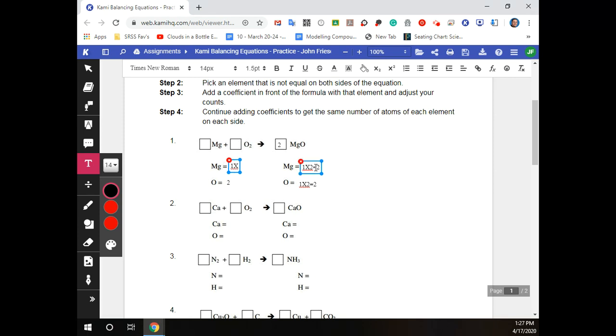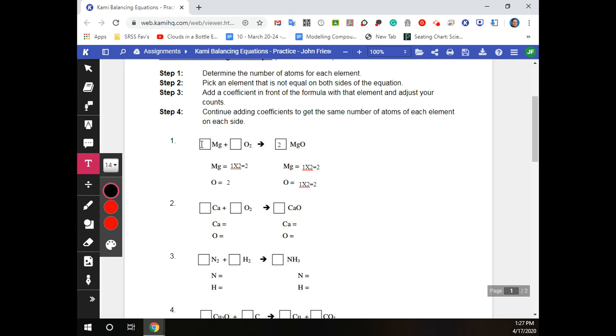If we were going to make this the same as this, what would we multiply 1 by? Pause. Okay, write down your answer. Right, we'd multiply it by 2. So if we put a 2 here in front of the magnesium, we now have a balanced equation. Magnesium and magnesium, 2 and 2. Oxygen and oxygen, 2 and 2. And so now this is what we would call a balanced equation. Okay?